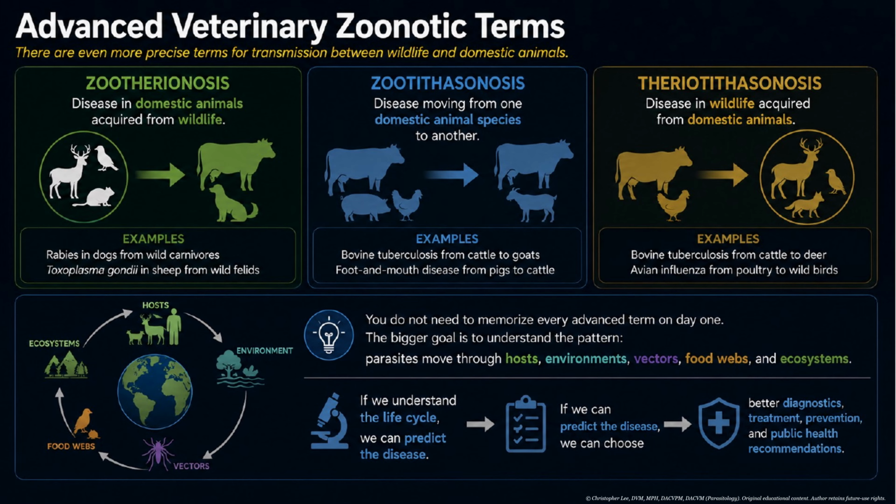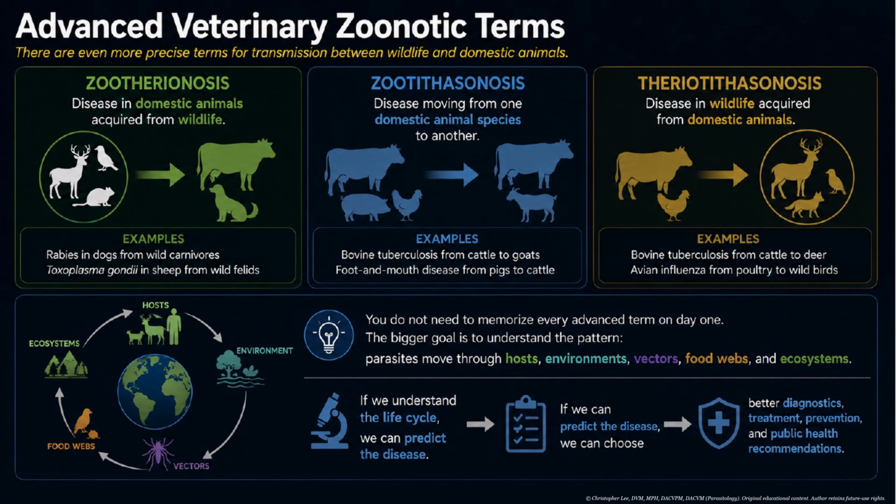Zootherionosis refers to disease in domestic animals acquired from wildlife. Zootithocinosis refers to disease moving from one domestic animal species to another. Theriotithocinosis refers to disease in wildlife acquired from domestic animals. The goal is to understand the pattern.